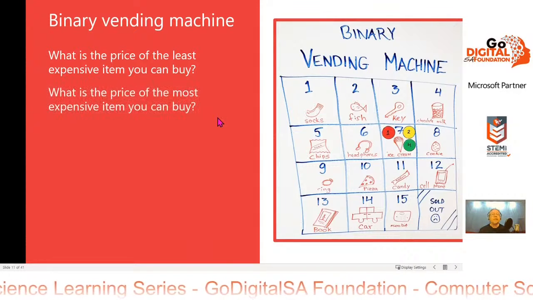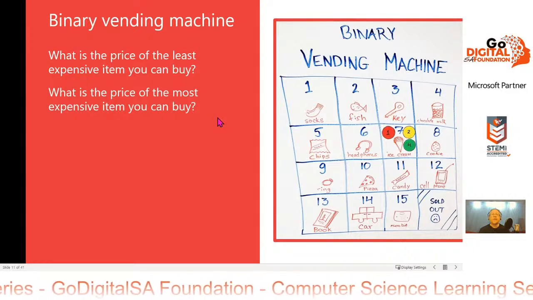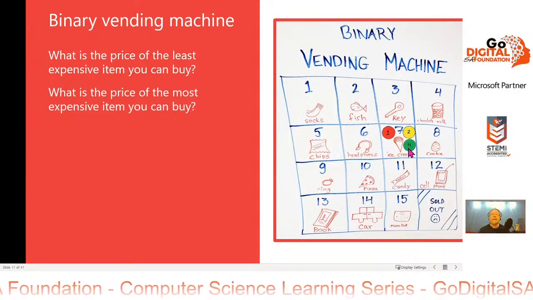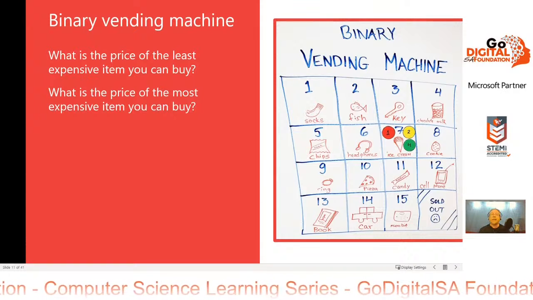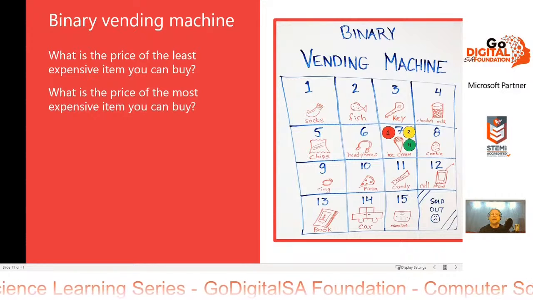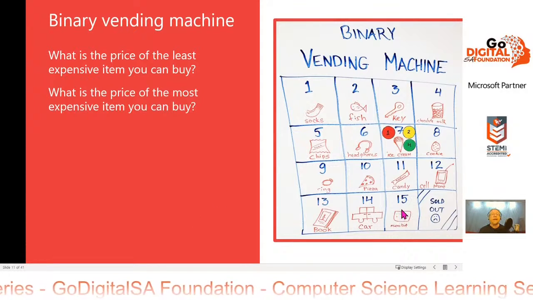What is the price of the most expensive item you can buy? You've got 4 coins. One is worth 1, one is worth 2, one is worth 4, and one is worth 8. So if you add them all together, it's 8 plus 4 is 12, plus 2 is 14, plus 1 is 15. So the most expensive item you can buy is 15.